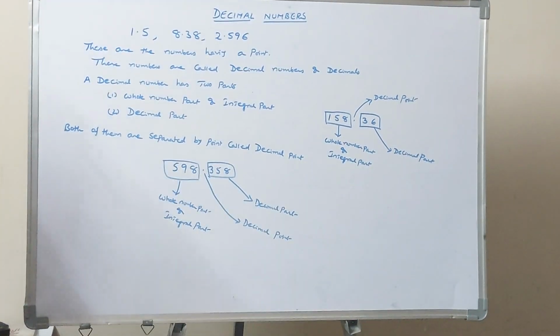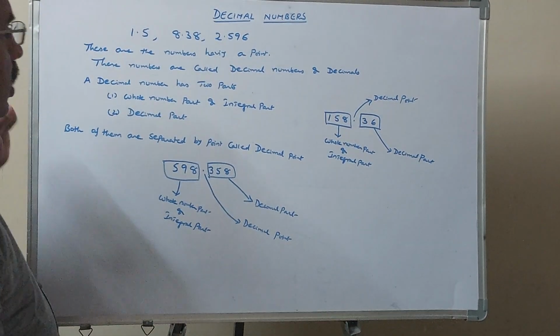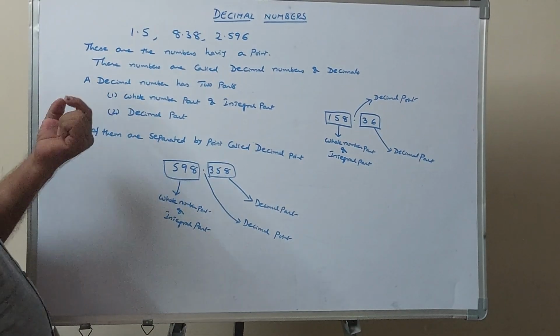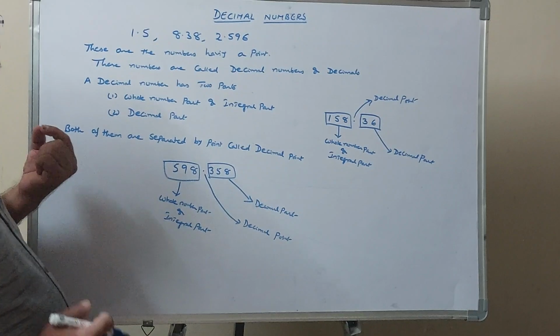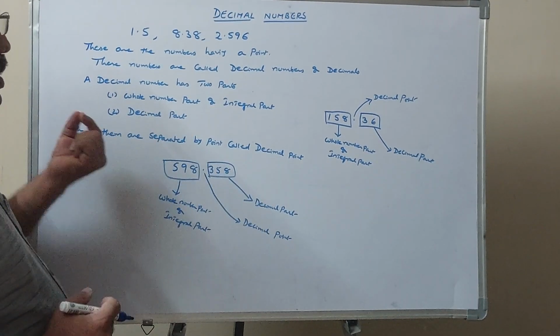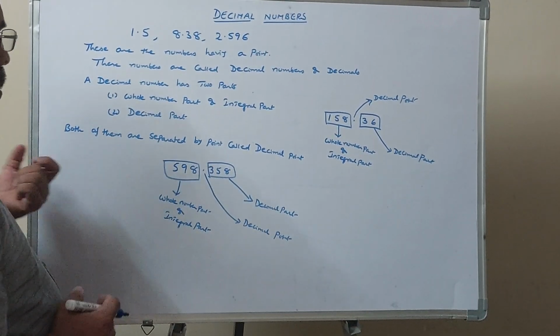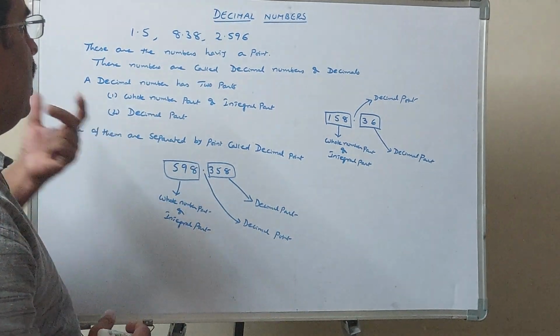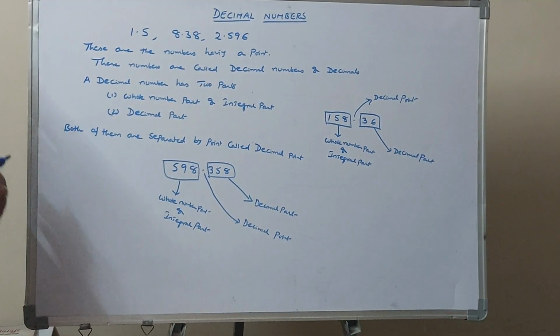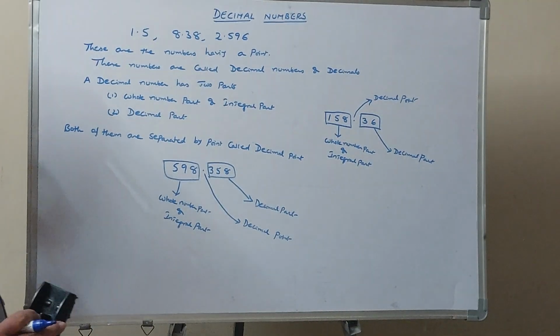Clear? So what are decimal numbers? Numbers having a point are called decimal numbers or decimals. A decimal number has two parts: whole number part or integral part, and second, the decimal part. Both of them are separated by a decimal point. This is the decimal number. Okay. Pause the video to note it down.